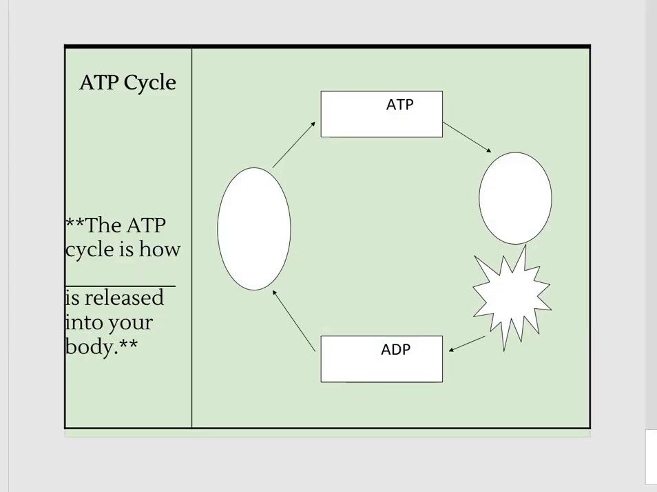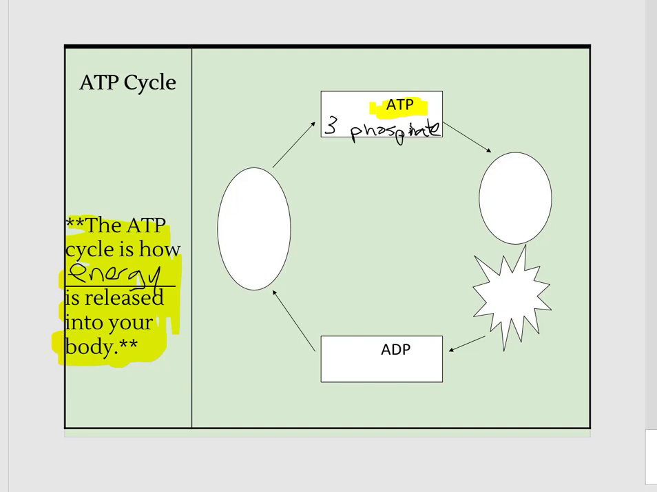So now we're going to review really quick the ATP cycle. On the side of your paper, I want you guys to write down this section right here on the left-hand side where you have room. It says the ATP cycle is how blank is released into your body. We are releasing energy. Energy is released into your body. So we start off with ATP at the top here. ATP at the top. This means that we have 3 phosphates, because it is adenosine triphosphate. So we have 3 phosphates in this spot.